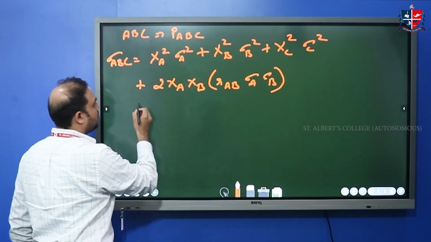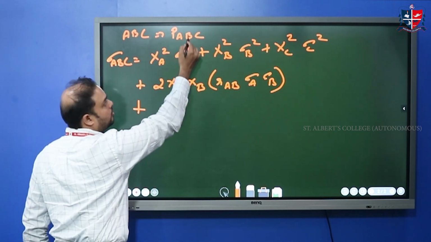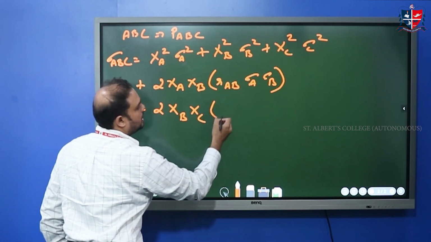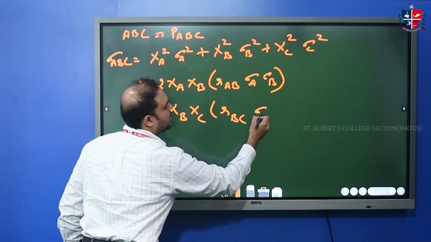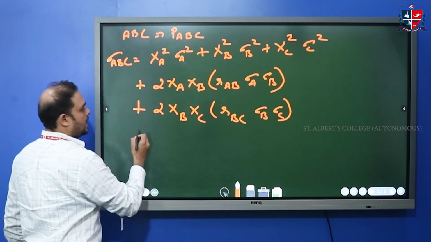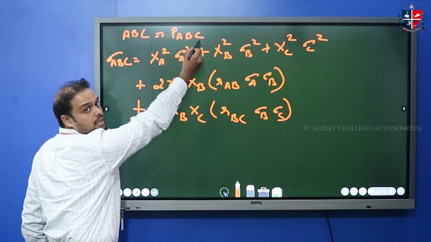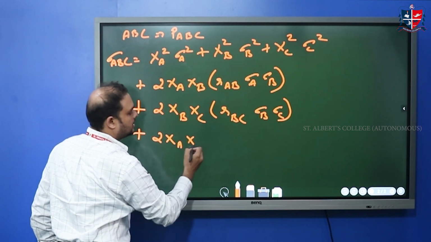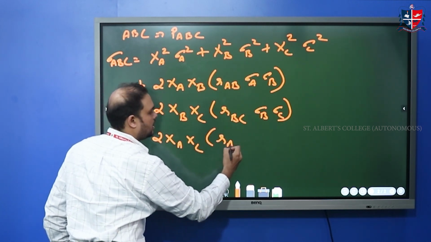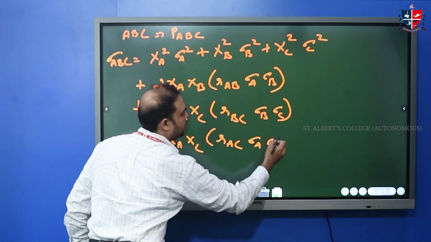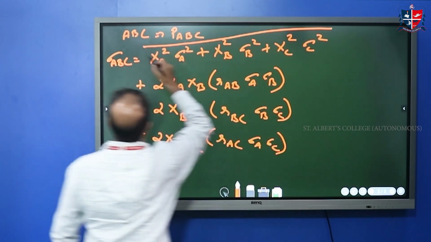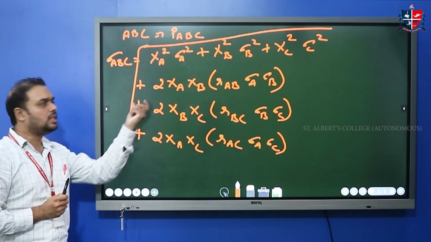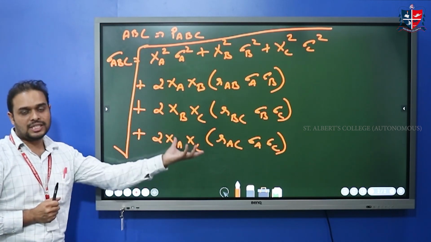Then you will move on to the next thing. Now this is the relationship between A and B. Next would be the relationship between B and C, which is 2 XB XC into RBC, standard deviation of B, standard deviation of C. And now the final relationship is between A and C. So you'll start off with 2 XA XC into RAC, standard deviation of A, standard deviation of C. Now you plug this entire thing into a single formula, and you will arrive at the portfolio risk and your individual risk also. So this is how you can do it, because this is a very complex formula.